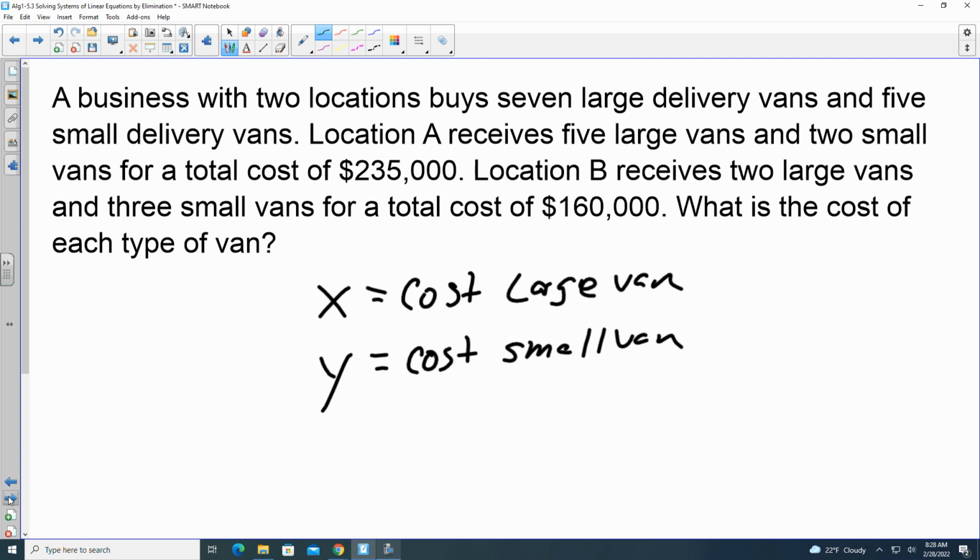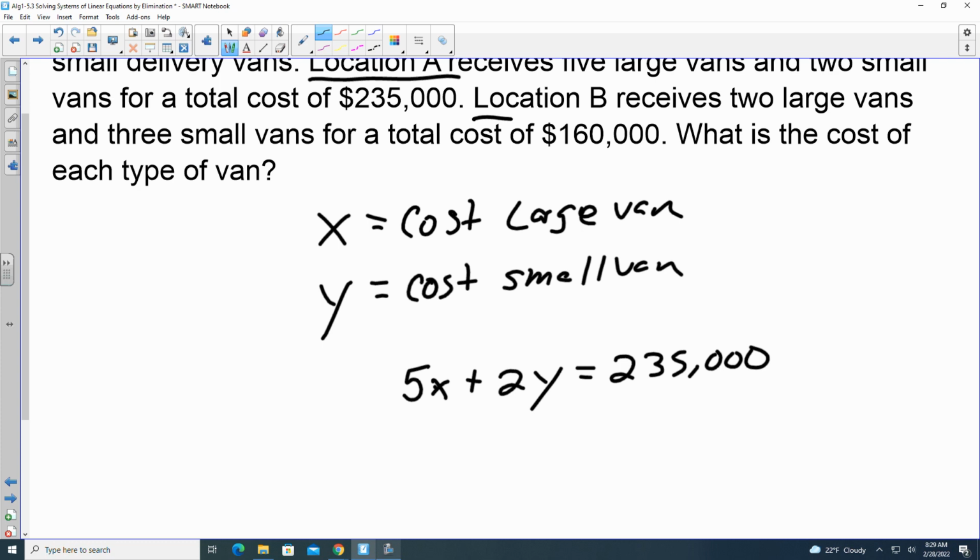What helps us is the different locations. Here it says that location A received 5 large vans, so we'll say that 5x plus 2y will be equal to 235,000. For location B, it says that we have 2 large vans, so it's going to be 2x plus 3y will be equal to 160,000.